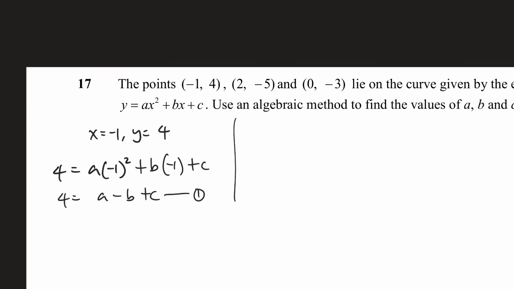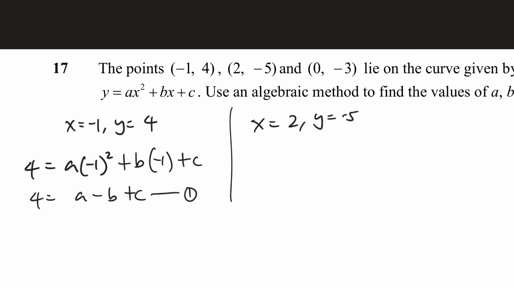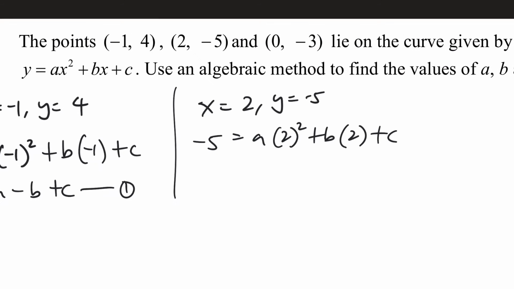Cool. And then we know when x equals 2, y equals -5 for this curve. So -5 equals A times 2 squared, plus B times 2, plus C. We're just substituting it in. We leave the A, B, and C alone, because we don't know what they are, but we know what x and y are. So -5 equals 4A plus 2B plus C. We can call this equation 2.